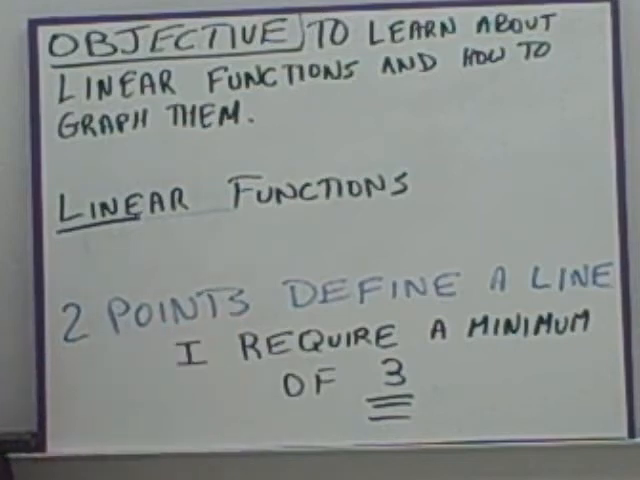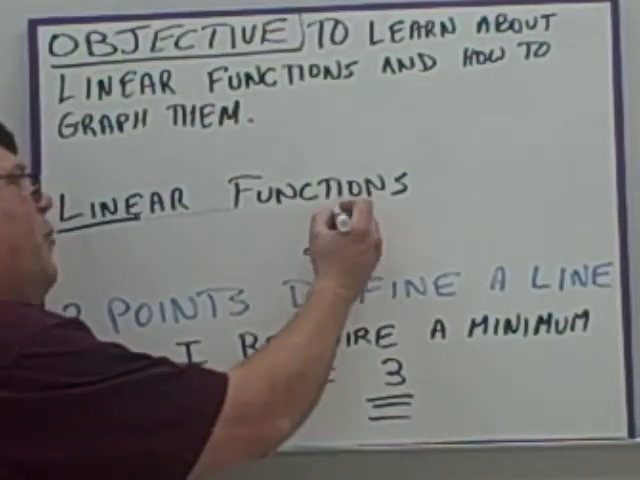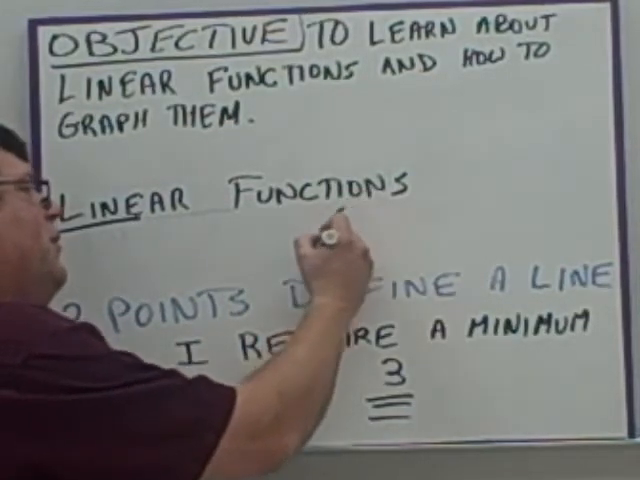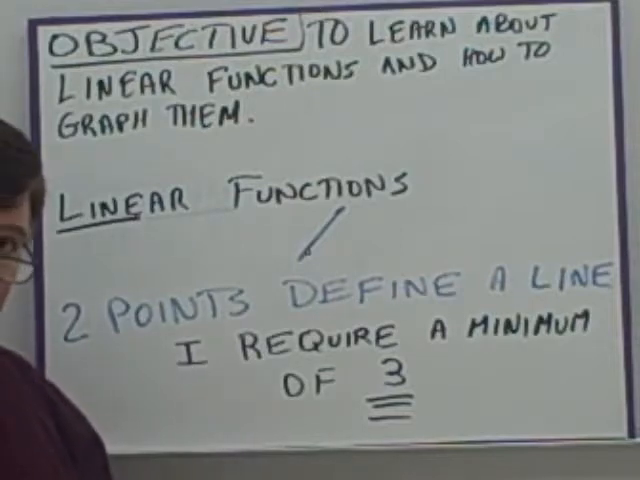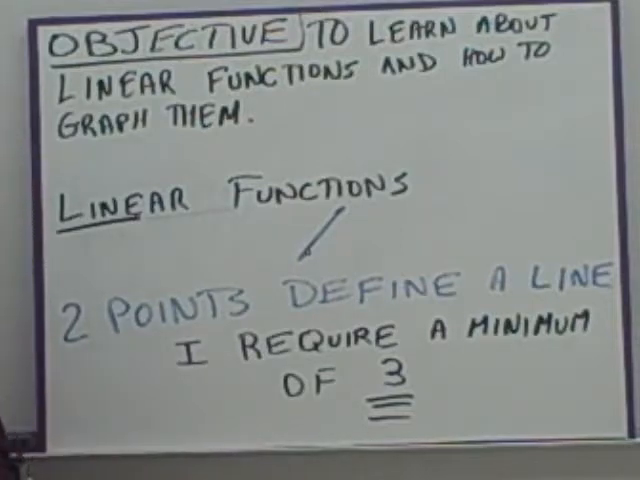Technically, any 2 points will define a straight line in space. All you really need is those 2 points, point A and point B. Connecting those two will form a straight line, and those 2 points can define that line. I'm going to require 3. Why am I requiring 3?